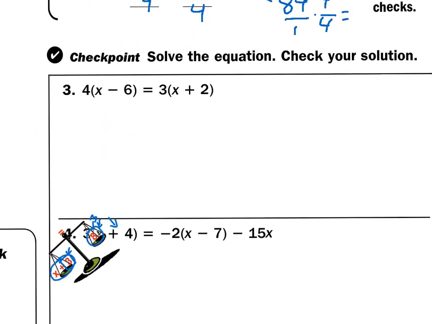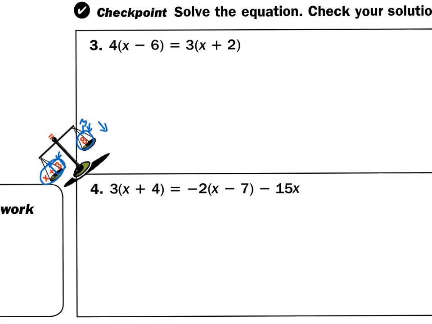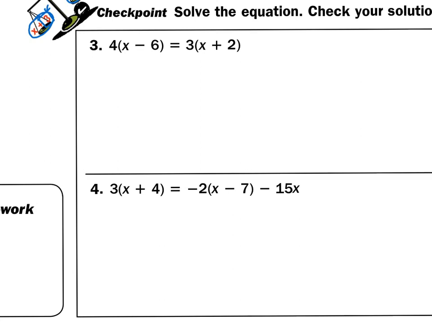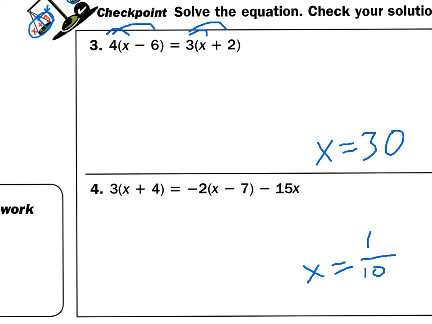All right, you folks go ahead and try checkpoints 3 and 4. Pause it and try that. Hopefully you gave a little whoop, whoop action there to start. That's a little starter for you, and then solve it out. All right. Tomorrow you'll be able to ask questions if you didn't get x equals 30. And on number 4, I hope you got x equals 1 over 10. If you have any questions, let me know tomorrow. That would be great. Have a good day.